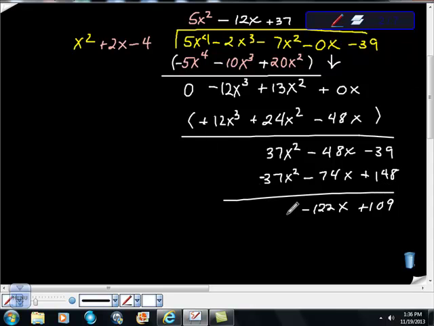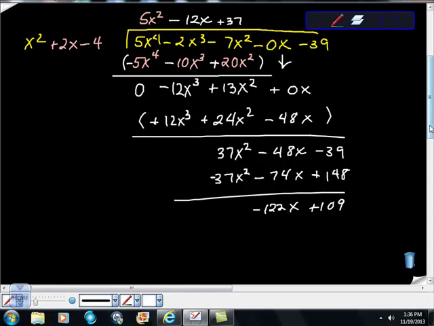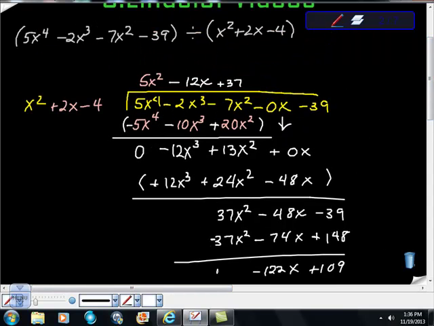This is our remainder. So our answer is here. We've put our remainder, so we get plus our remainder of negative 122x plus 109, exactly, all over x squared plus 2x minus 4. All good?